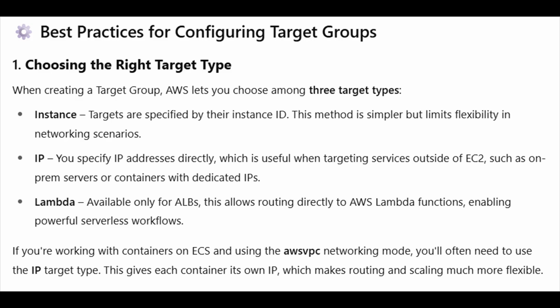IP: you specify IP addresses directly, which is useful when targeting services outside of EC2, such as on-prem servers or containers with dedicated IPs. Lambda: available only for ALBs, this allows routing directly to AWS Lambda functions, enabling powerful serverless workflows. If you're working with containers on ECS and using the awsvpc networking mode, you'll often need to use the IP target type. This gives each container its own IP, which makes routing and scaling much more flexible.